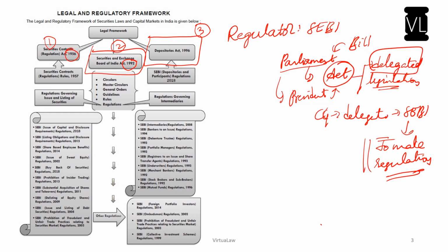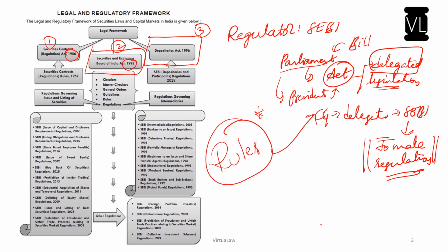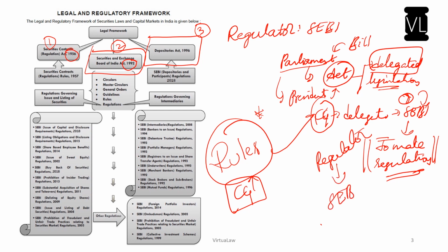Because it is a regulator, it can make various regulations. Then what is the concept of rules? Rules are within the purview of the central government. So there are two things here. The act delegates its powers, one to the central government to make rules, and two to SEBI to make regulations. The power to make rules lies with the central government, and the power to make regulations lies with the regulator, and in our case that regulator is none other than SEBI.